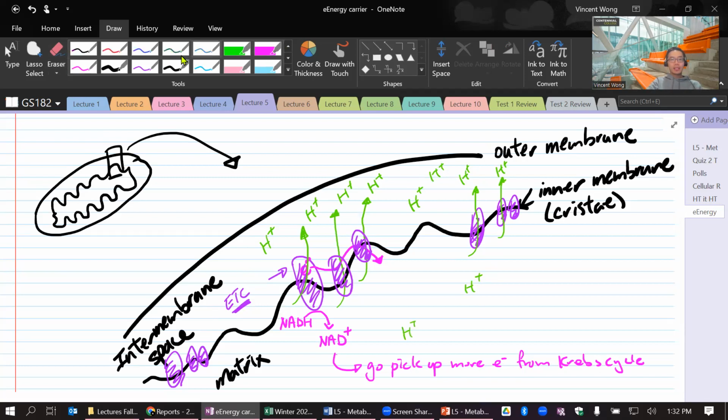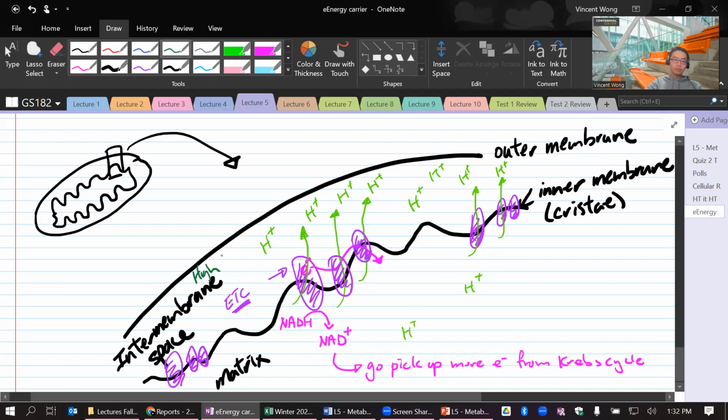So that creates a high concentration in the intermembrane space, and then we will have a low concentration of H+ here. All right. Now the H+, they really want to come back in because things naturally want to go from an area of high concentration to an area of low concentration. So they want to come back in, but they cannot because the membrane will block them, right? So you build up this reservoir of H+, kind of like a water dam, right?